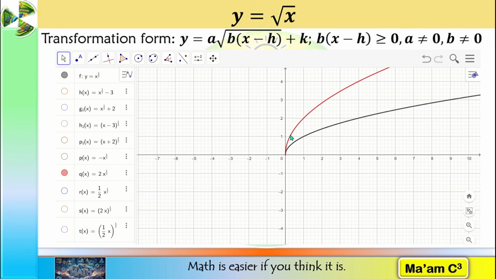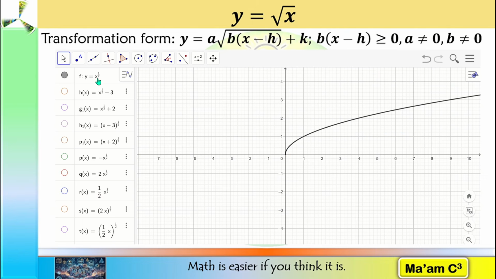It becomes steeper. So our graph is vertically stretched by a factor of 2. Now, what if I put 1/2 instead? Look what will happen, 1/2. So it becomes flatter. So our original function is vertically compressed by a factor of 1/2.